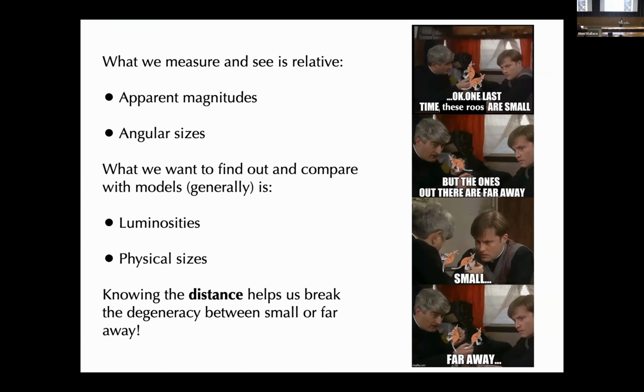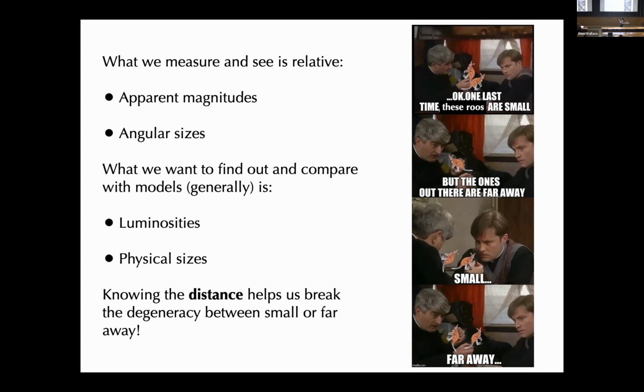So I know everybody knows what distances are, but maybe you don't think about how useful they can be. Most of our measurements are relative. Like we get apparent magnitudes, we get angular sizes, but when we have a distance, we can take that and convert it into actual physical quantities like physical sizes or luminosities. So knowing the distance helps us break degeneracies between what we're observing.